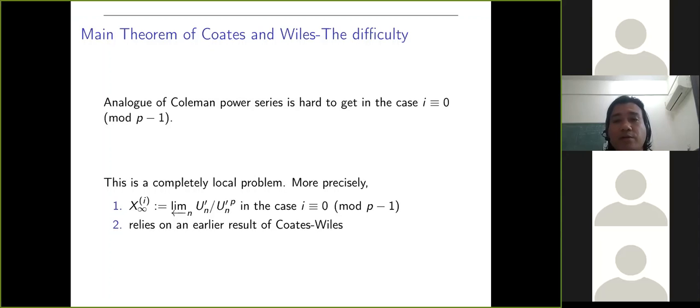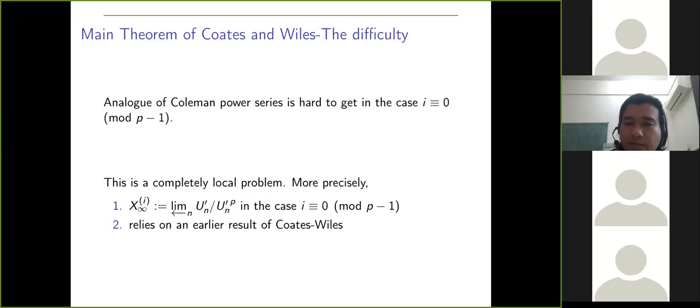They use a result there to get to the structure of this X infinity. So if we want to somehow go around this difficulty, one has to give up relying on this earlier result of Coates and Wiles.